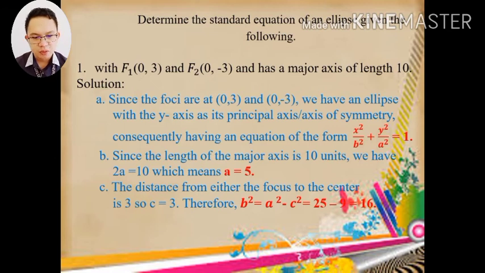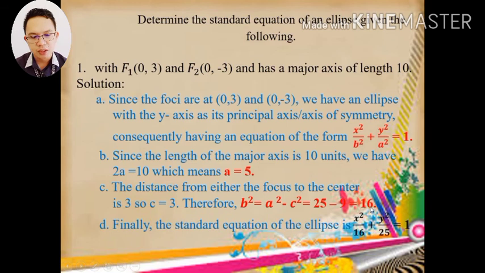Therefore, for b, we derived the formula earlier that c squared is equal to a squared minus b squared. Now, what we are looking for is b. So, b squared is equal to a squared minus c squared, which is 25 minus 9, equal to 16. 25 because our a earlier, a squared, is 25. And c here, above, is 3, so c squared is 9. So, 25 minus 9 is 16. So, b squared is 16.